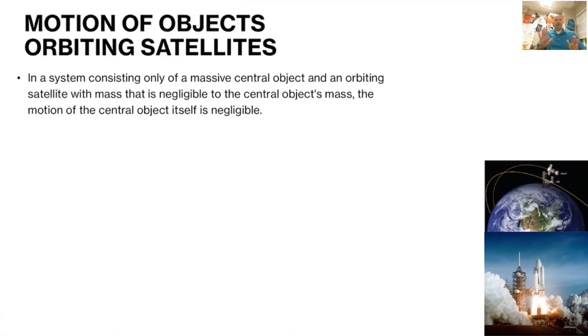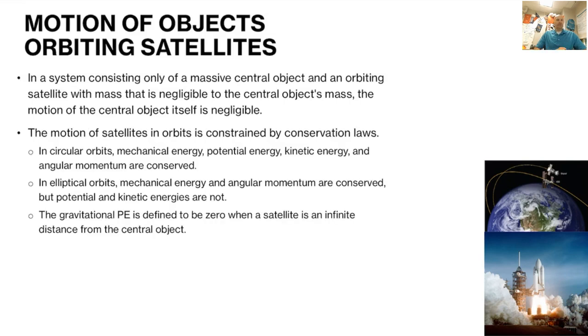Okay, so in a system consisting only of a massive central object and an orbiting satellite with a mass that is negligible, the motion of the central object itself is negligible. So what does that mean? As I have an object orbiting, we don't care about the rotation of the object itself. The motion of the satellites is constrained by conservation laws, and we need to look at it in terms of elliptical orbits versus circular orbits.